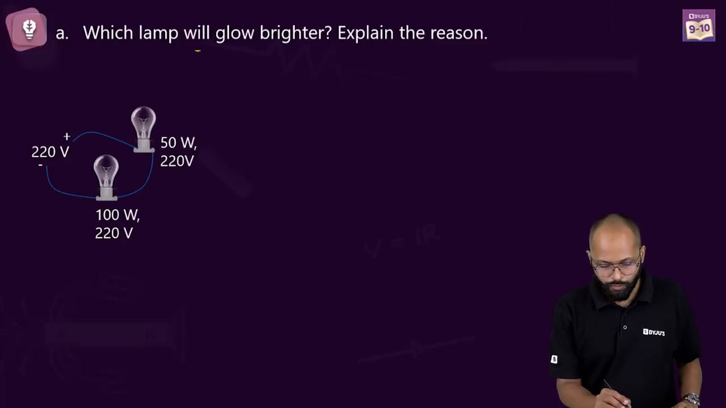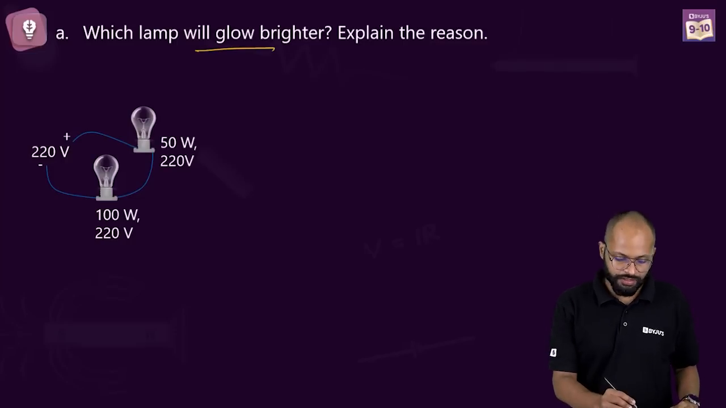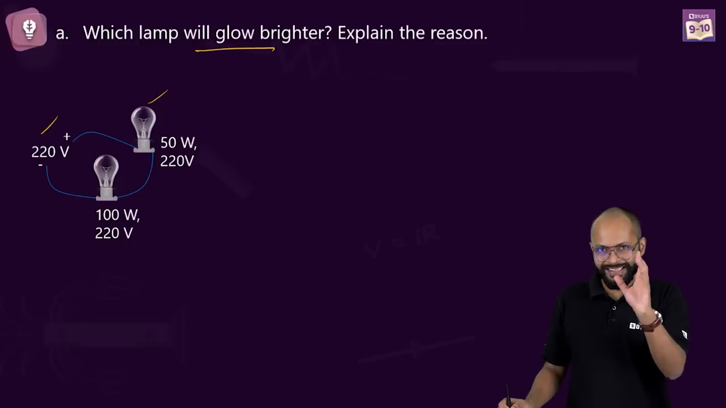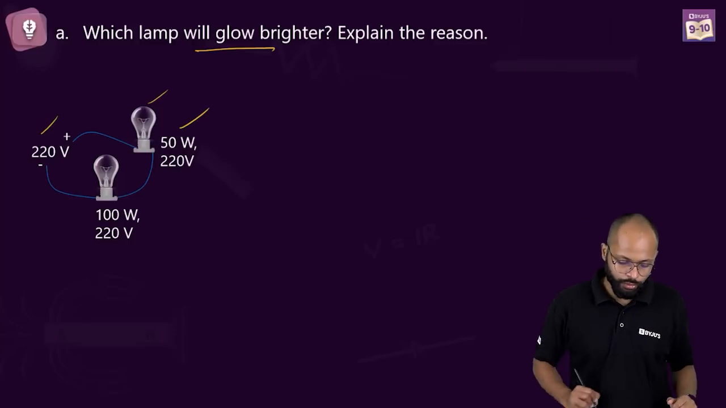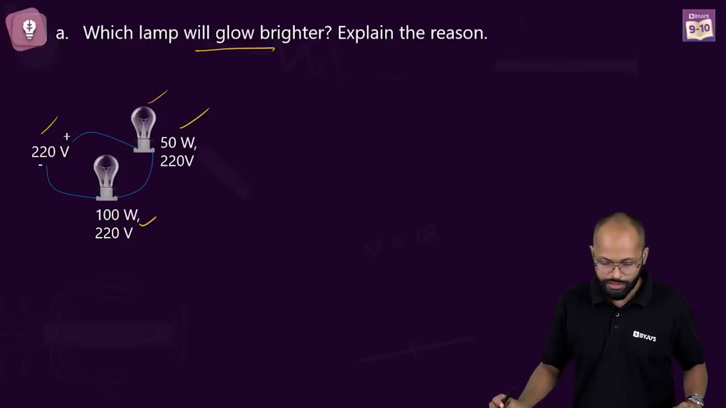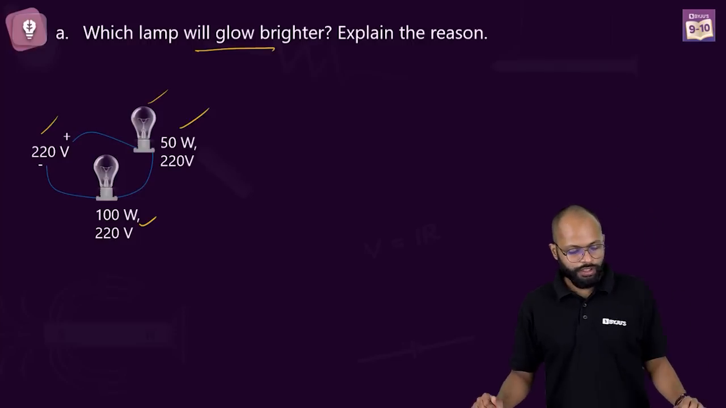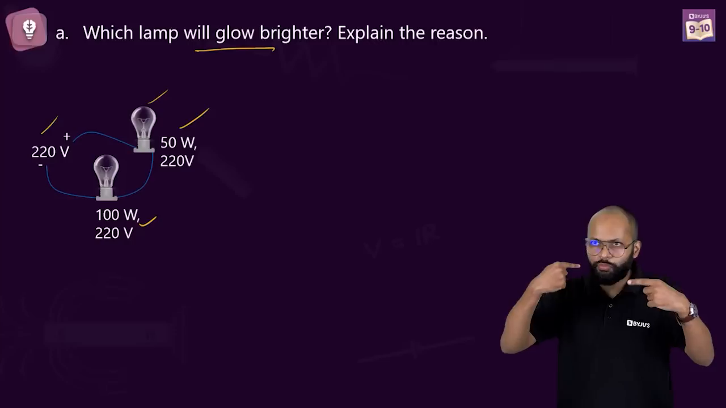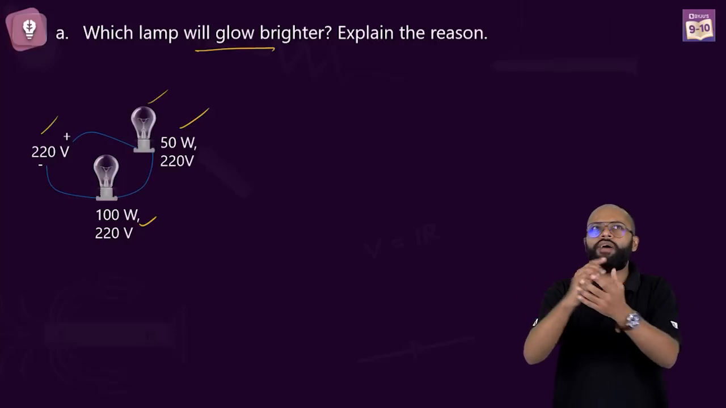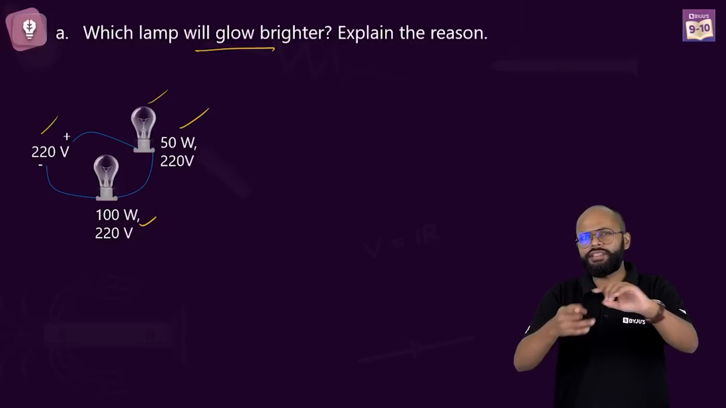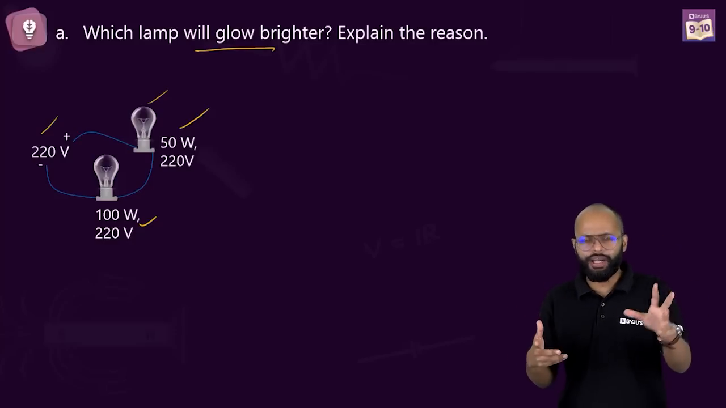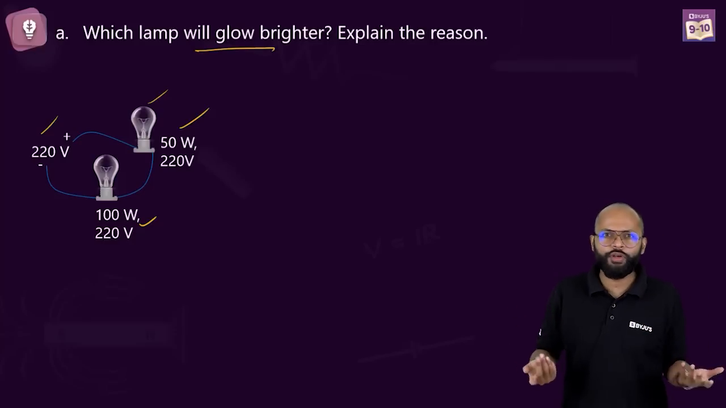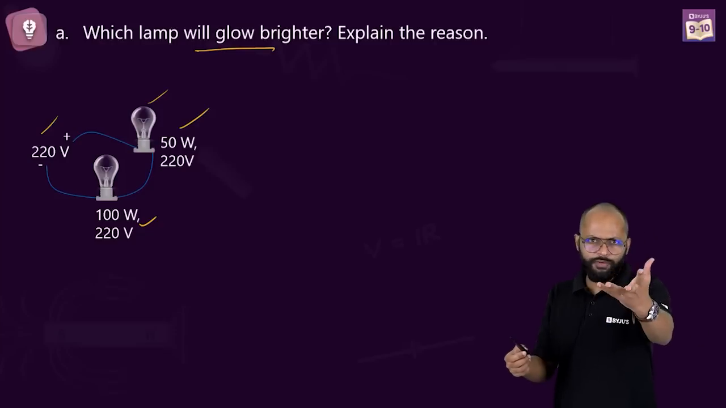So let's start solving this question. Which lamp will glow brighter? Explain the reason. So I would say this is the main supply, and that's what the circuit looks like. You have 50 watt, 220 volts and 100 watt, 220 volts. Fine. So think of one more thing. You want to find the power dissipated. Both of them are in series. Now for you, actually, they are not like bulbs anymore. For you, it's like the question we did before.